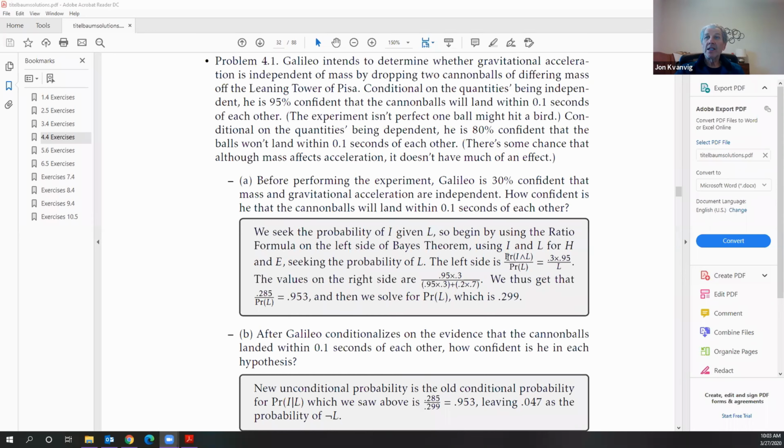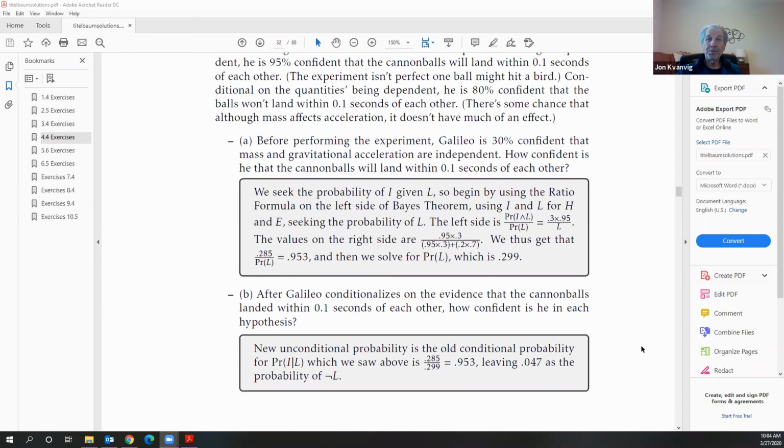The left side is the probability of I and L divided by the probability of L, which is 0.3 times 0.95 over L. The values on the right side are 0.95 times 0.3 over 0.95 times 0.3 plus 0.2 times 0.7. We thus get that 0.285 over the probability of L is 0.953. Solve for the probability of L and you get 0.299. Just some simple number crunching in Bayes' theorem.